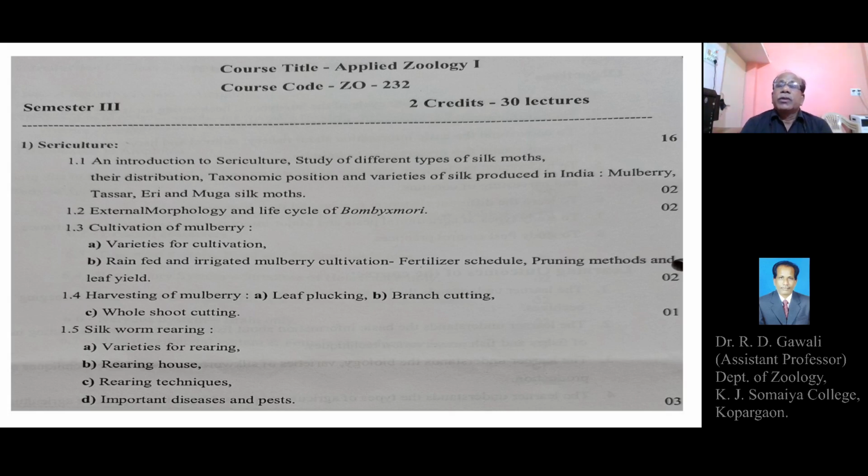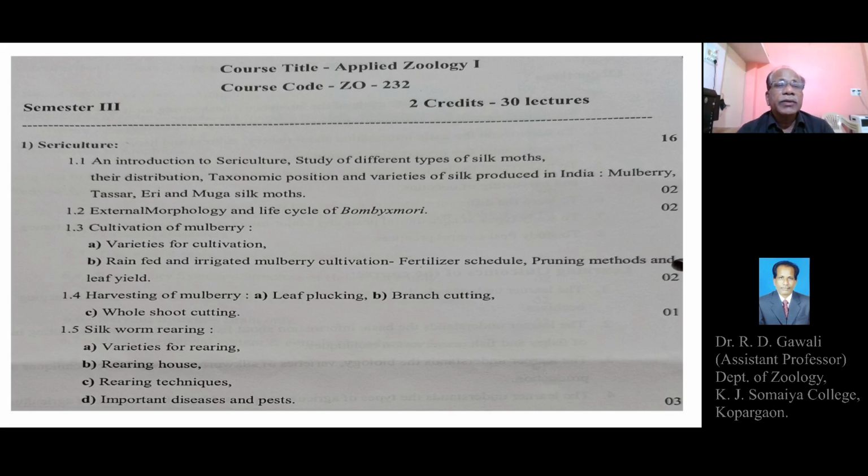So we'll have to use different methods for the cultivation of rain-fed mulberry and irrigated mulberry with respect to the distance between the plants or between the rows of plants, then fertilizer schedule, pruning methods, and the leaf yield. These are the different aspects which we'll have to follow while cultivating mulberry in the rain-fed regions and the irrigated regions.